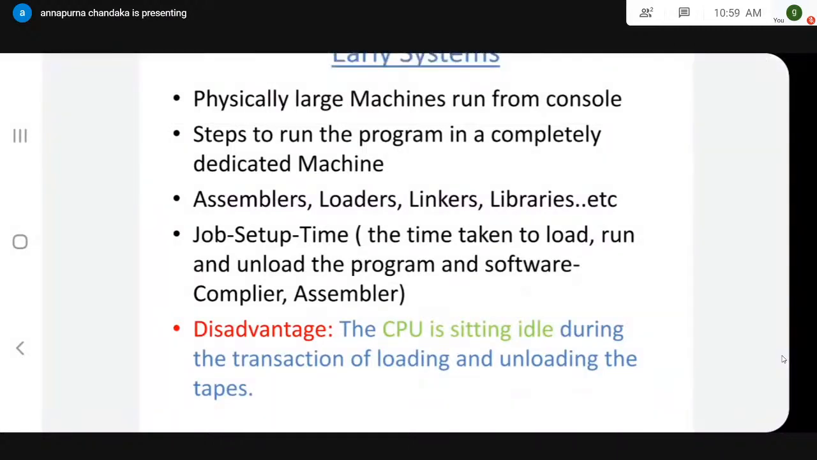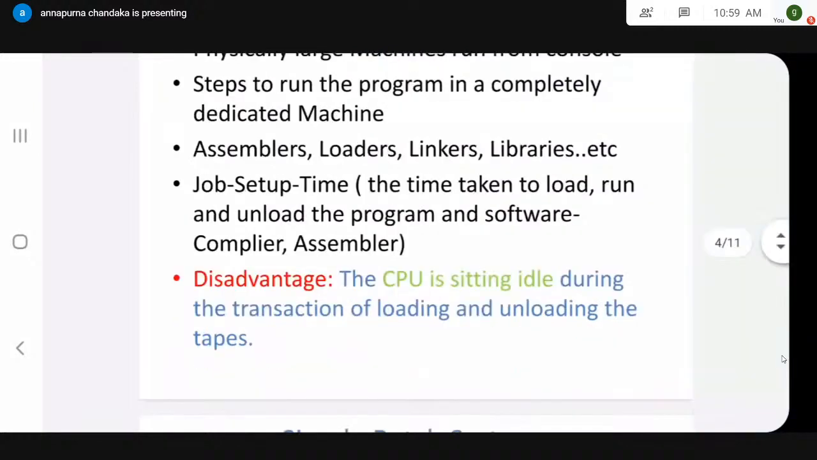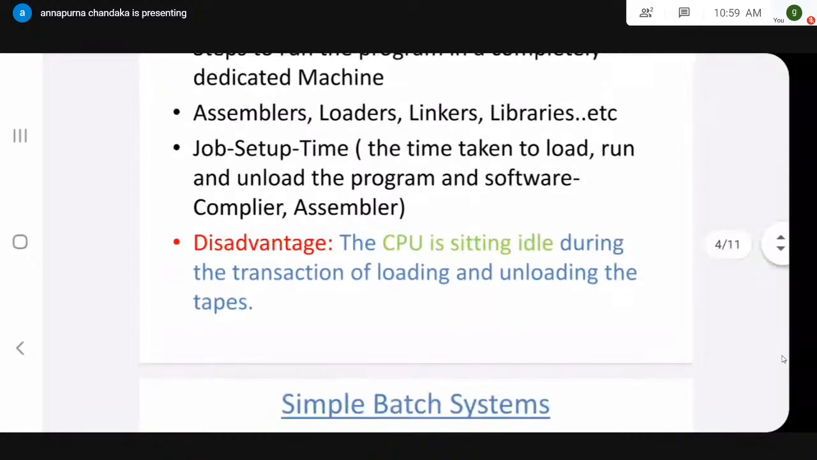So in order to run a job, a process, first load the compiler, run the compiler, unload the compiler. Load the assembler, run the assembler, unload the assembler. Then the software is ready. Then the last step is to load the object program and run the object program. These are the 8 steps you need to take.